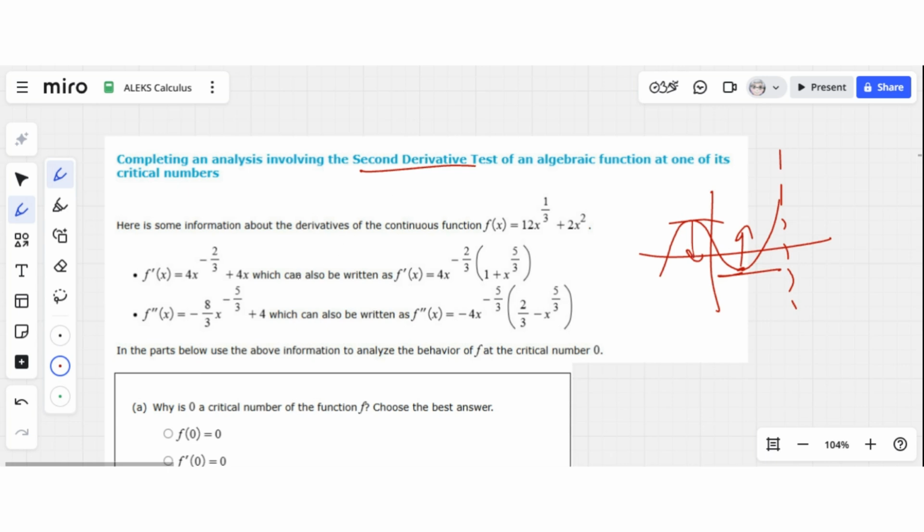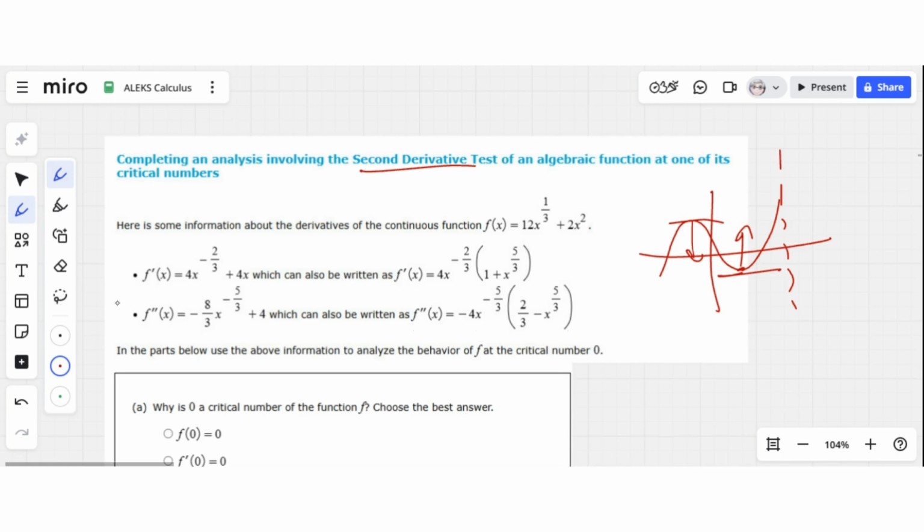And luckily, they've done a lot of the work for us here. So we've got this function, 12x to the 1/3 plus 2x squared, and they've taken the first derivative for us. So that's nice of them. We got 4x to the negative 2/3 plus 4x. And then they've taken the second derivative. They've even given us optional ways to write it. This is just manipulated a little bit algebraically. Maybe it makes it easier for some reason, or maybe not.